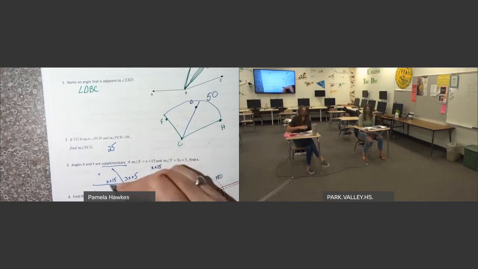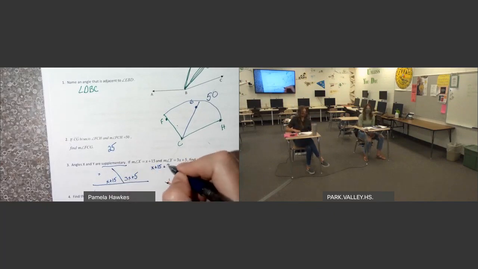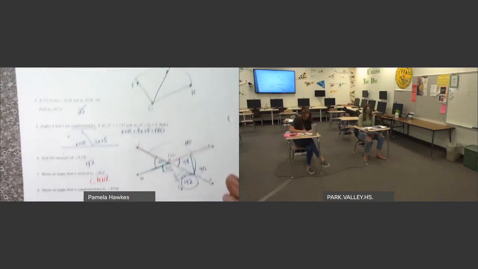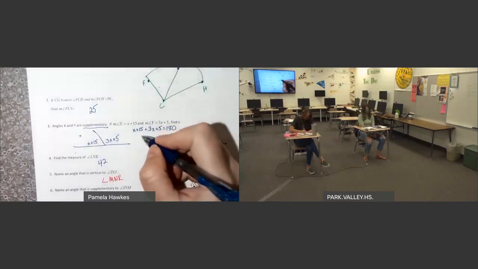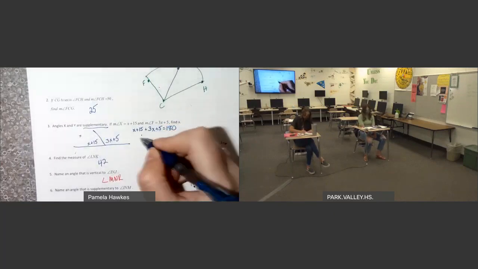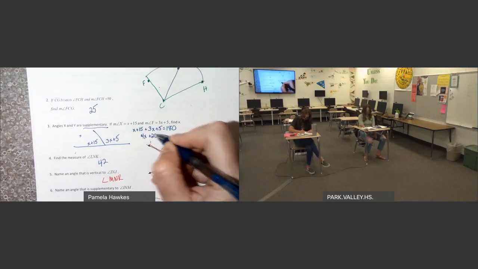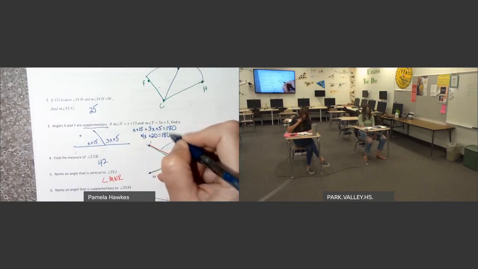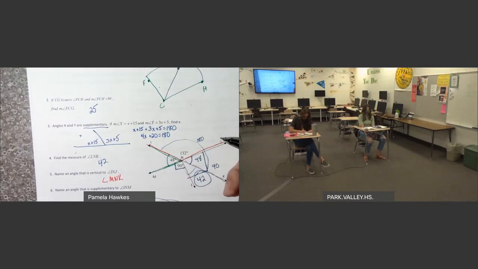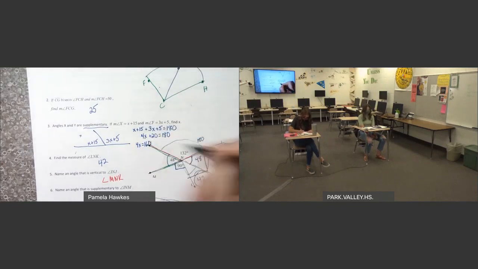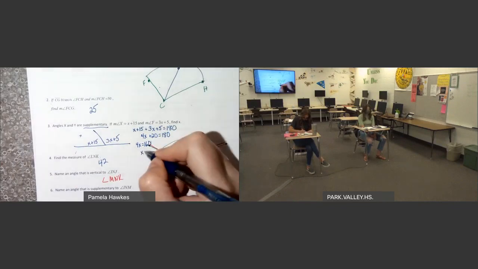There you go. X plus 15 plus 3X plus 5 equals 180. How do I solve it from there? It's what? So I get, good. So I get 4X equals 160. So X equals 40.